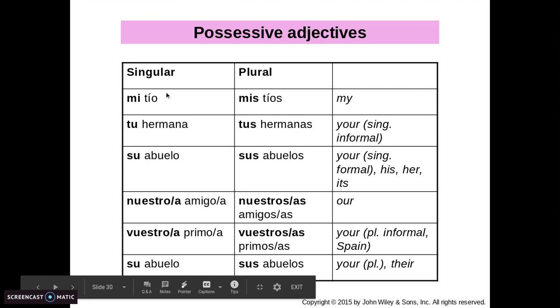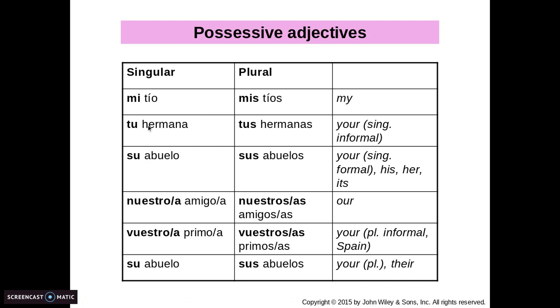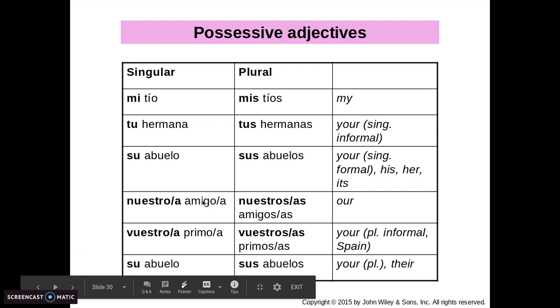One way I always remember it, if it doesn't belong to me or doesn't belong to you, it belongs to Sue. Sue has everything else, right? And obviously, literally speaking, that's not what it means. But if it belongs to me, I use mi, or I can use nuestro because that belongs to us. So that includes me.